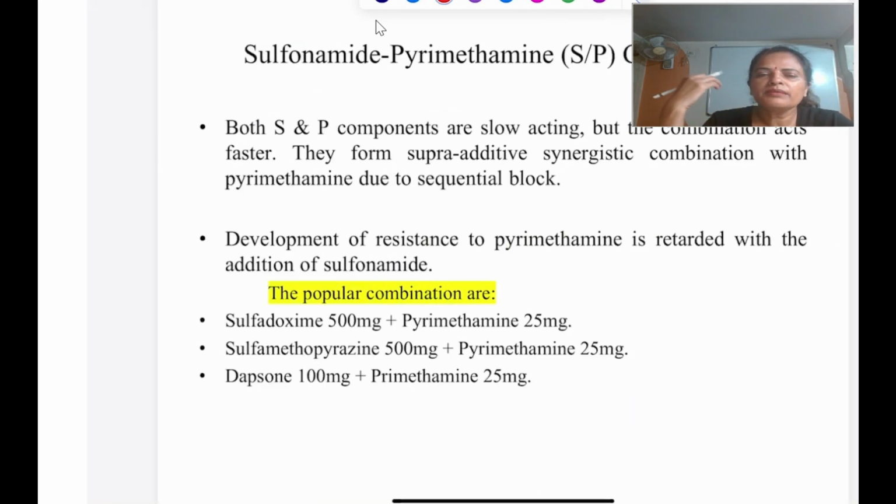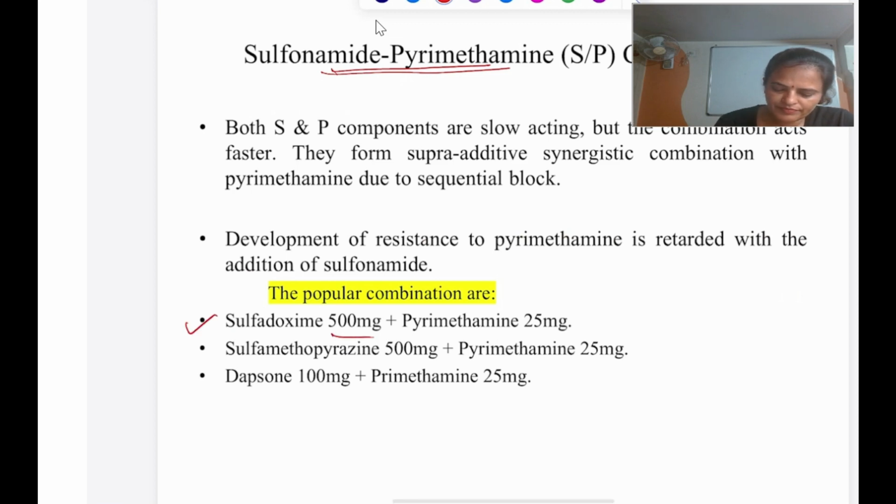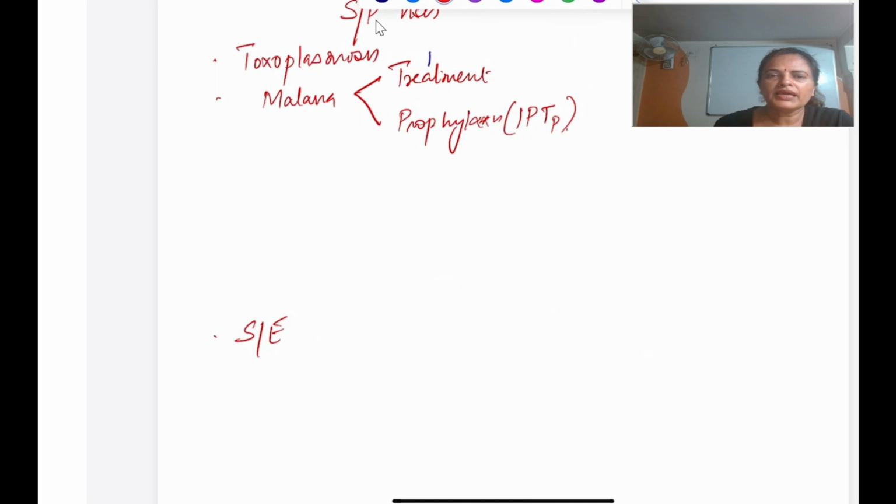Now, the sulfonamide and pyrimethamine combination, because they are going to block the steps in sequence, is synergistic. Both are bacteriostatic, but once we give them together, they form a synergistic combination because of the sequential block. What are the combinations? Sulfadoxine-pyrimethamine, sulfamethopyrazine-pyrimethamine, and dapsone-pyrimethamine. These are the combinations of sulfonamide and pyrimethamine. And it is the drug of choice for toxoplasmosis.